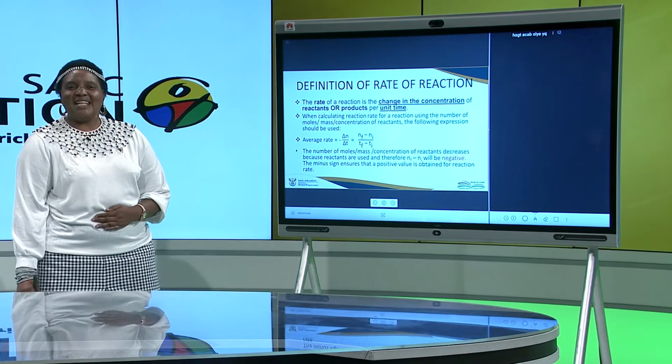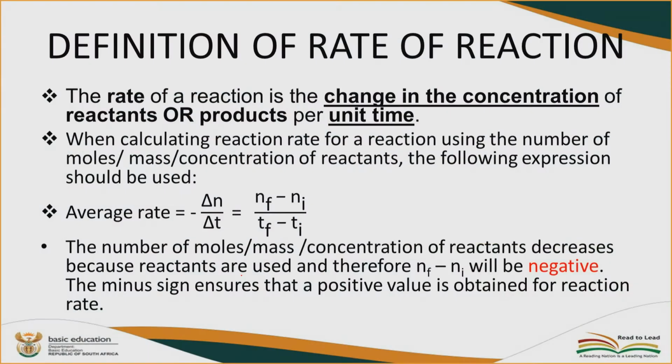Now, let's define the rate. Rate of reaction is defined as the change. I've underlined the change and also bolded it because it's very important. Rate of reaction is the change in concentration of the reactants or products per unit time. So there are very important things that you need to remember. In order for the rate of reaction to take place, there must be a change. And also, this must happen per unit time.